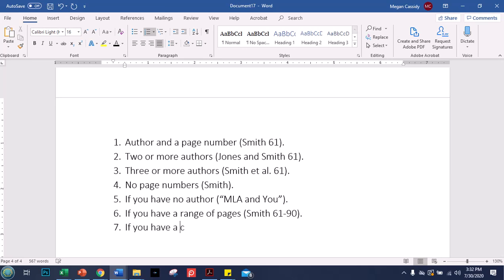And if you have a corporate author, it's going to be the name of the corporation, possibly with some shortened version. So let's say it's just Microsoft or something that has initials like YMCA of Niagara. Put it like that. Okay, so that's that.